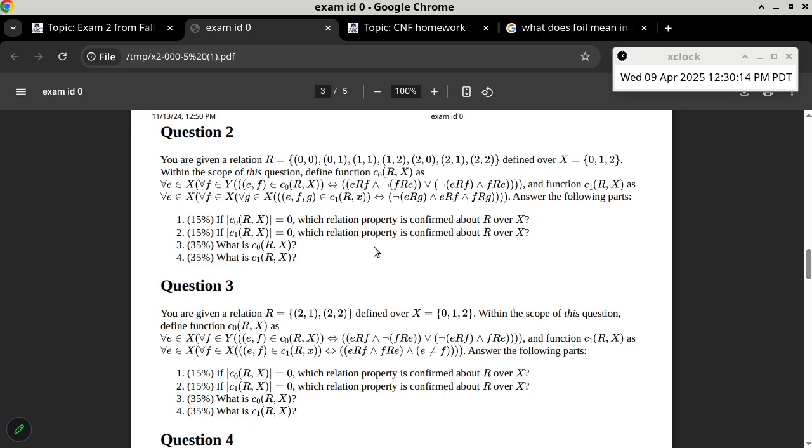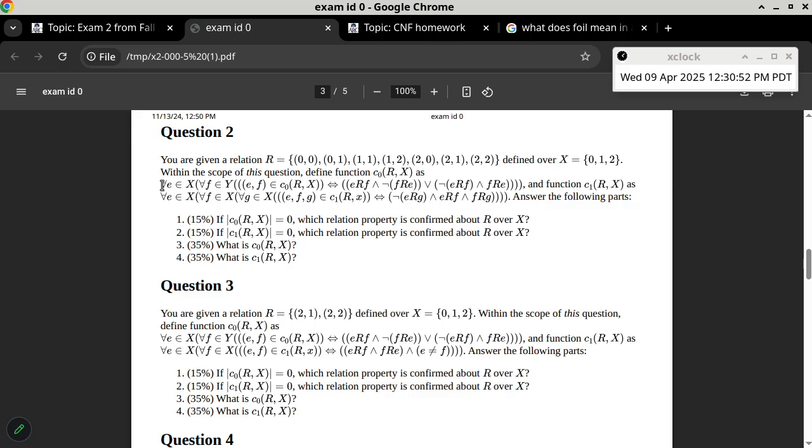Question number two is a relation question, and I did remind you guys to review the relation topic and material before today so that you can have an authentic self-assessment of where you stand in terms of understanding the topics related to relations. You're given a relation which is (0,0), (0,1), (1,1), (1,2), (2,0), (2,1), (2,2), defined over X, which has 0, 1, 2 as its elements. Within the scope of this question, define function C0 of Rx as follows.